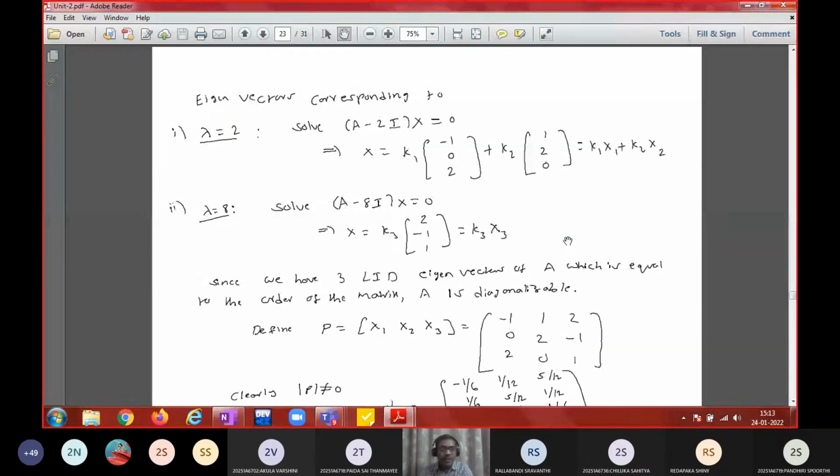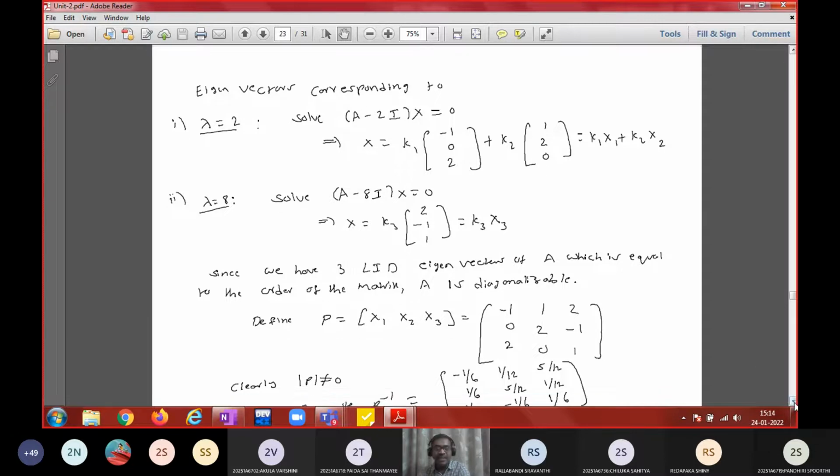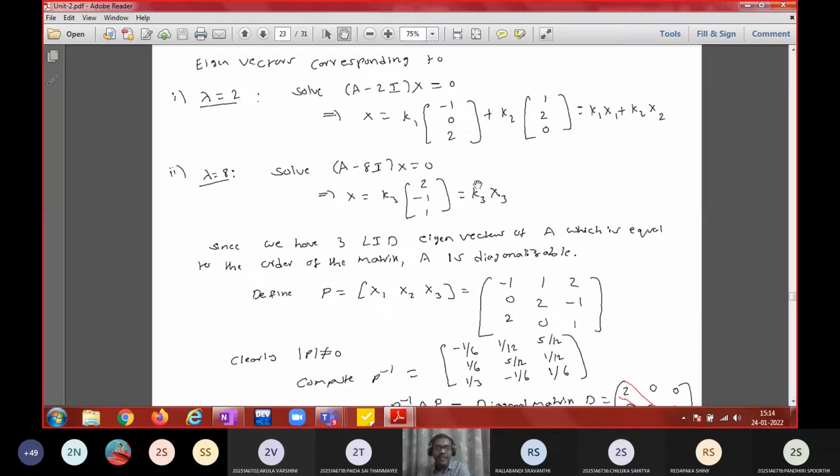Corresponding to 2, when you solve the system of linear equations (A minus 2I) x equal to 0, you will get a solution of the form k1 into this vector plus k2 into this vector. I am calling these x1 and x2. So you are getting 2 linearly independent eigenvectors. Corresponding to 8, you are getting one independent eigenvector. So what are the 3 vectors? The 3 independent vectors are x1, x2 and x3. And what is your candidate P?